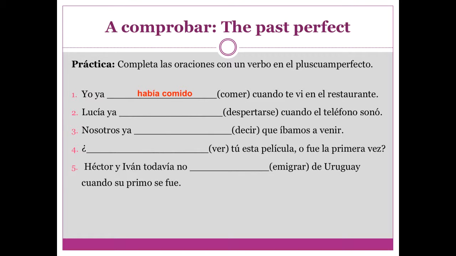Lucía ya cuando el teléfono sonó. So when the telephone sounded, Alicia already had woken up. Se había despertado. Notice that despertarse is reflexive, and so se, the reflexive pronoun, comes before the conjugated verb, in this case, haber, había. Number 3, nosotros ya habíamos dicho que íbamos a venir. We had already told you that we were going. Are you going? Yes. And we told you that before. So, having told you precedes going.